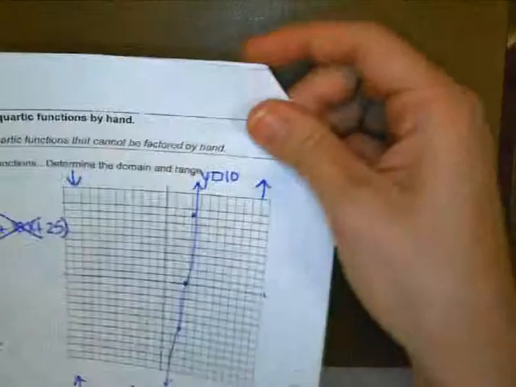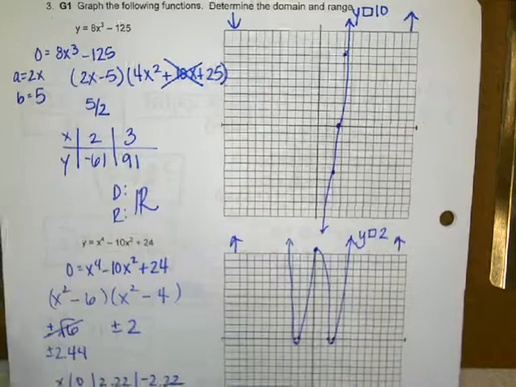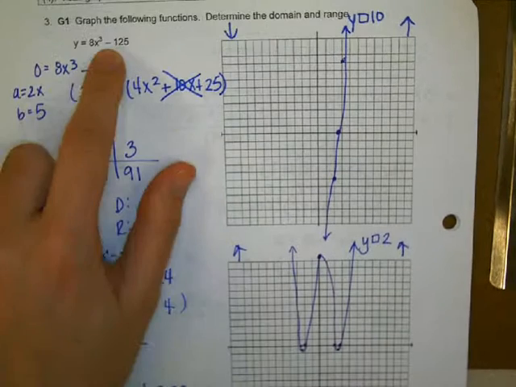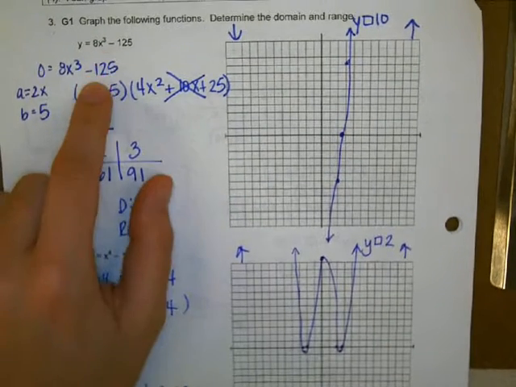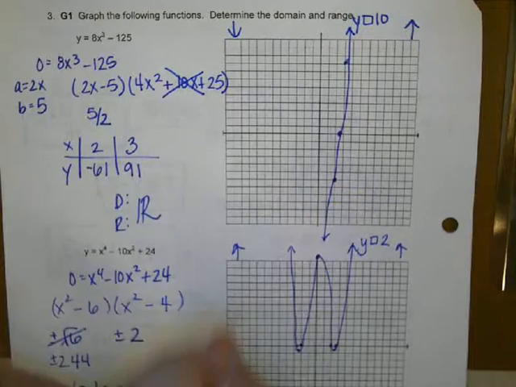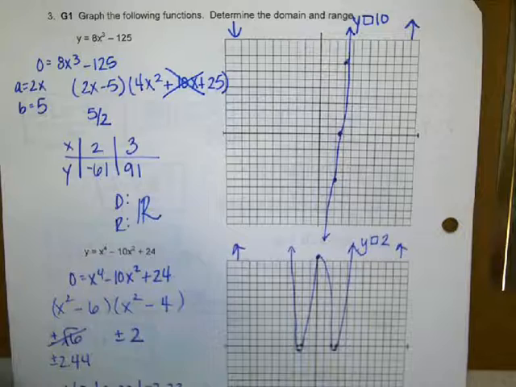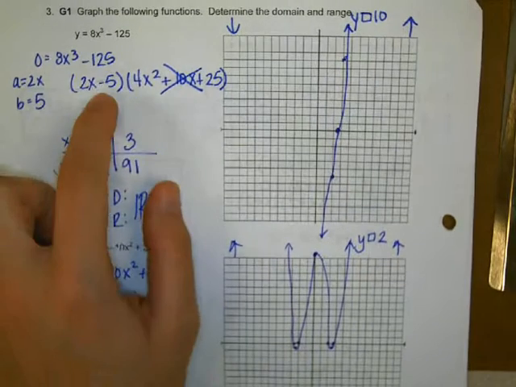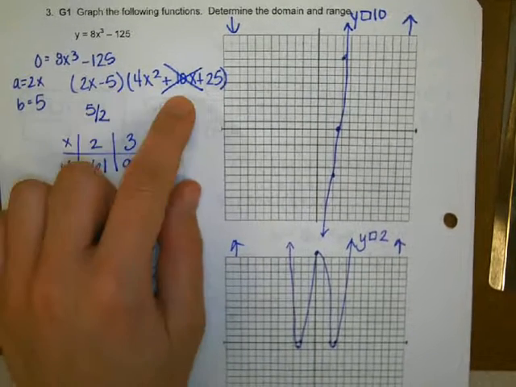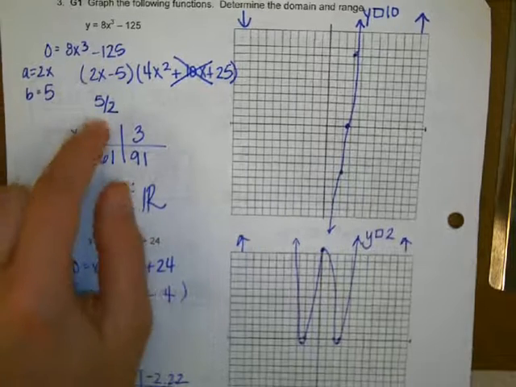Flipping. For number 3, again, this one you have to factor by grouping. Well, leading coefficient, determining the end behavior, down then up, should be your end behavior. I factored this, so I set equal to 0 to find my x-intercepts. The only x-intercept I end up having is 5 halves.